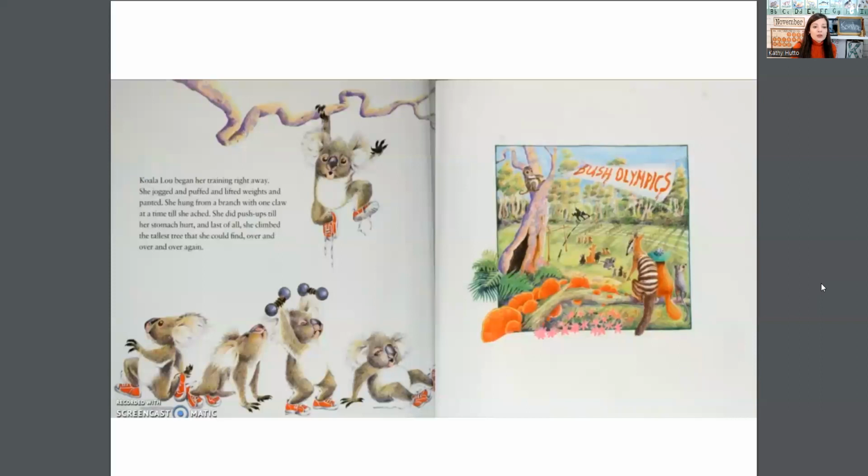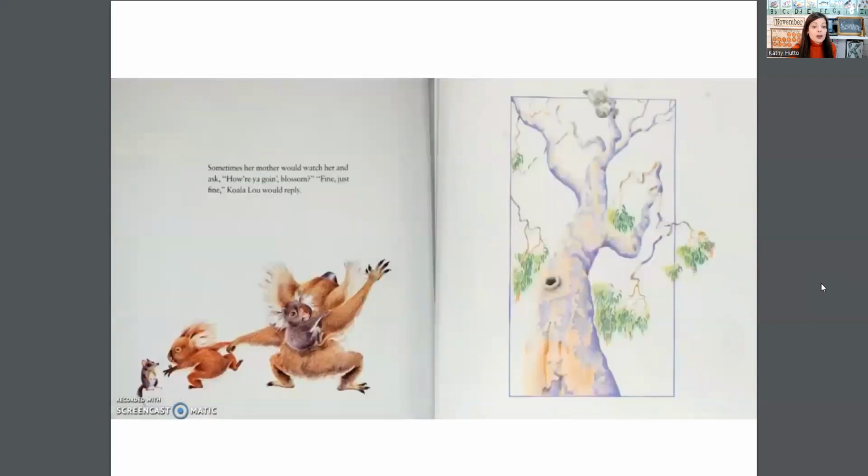Koala Lou began her training right away. She jogged and puffed and lifted weights and panted. She hung from a branch with one claw at a time until she ached. She did push-ups till her stomach hurt, and last of all she climbed the tallest tree that she could find over and over again. Sometimes her mother would watch her and ask, "How you doing, Blossom?" "Fine, just fine," Koala Lou would reply.